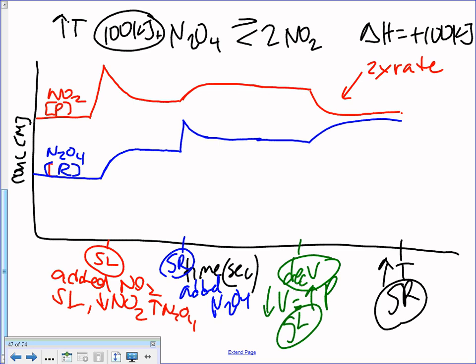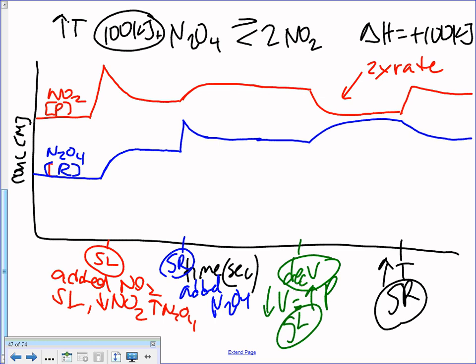I know this one's a little bit different, but if I increase the temperature, it's a very quick increase in temperature, so it's a very quick increase in rate. So this one is going to increase pretty quickly, like a straight-in peak, and it's going to level out, and it might slope down a little bit, but not very much. Then the reactants get consumed in the forward direction, so they're going to slowly decline.